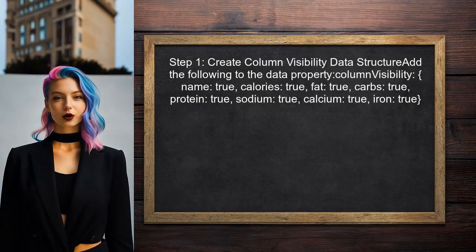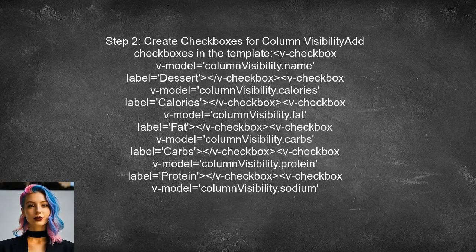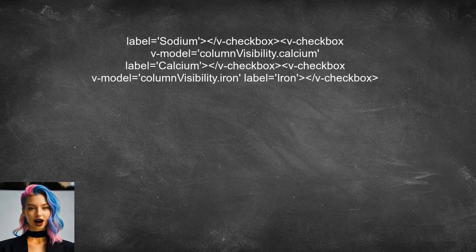To begin, the user needs to create a data structure that will hold the visibility state of each column. This can be done by adding a new data property called column visibility in the Vue instance. Next, the user should create checkboxes for each column. These checkboxes will allow the user to toggle the visibility of the columns. Each checkbox should be bound to the corresponding property in the column visibility object.